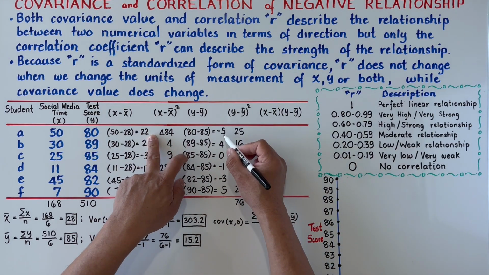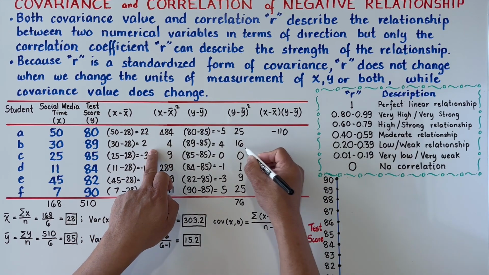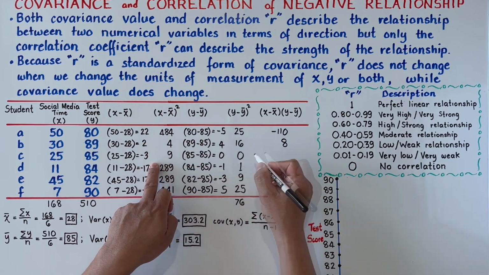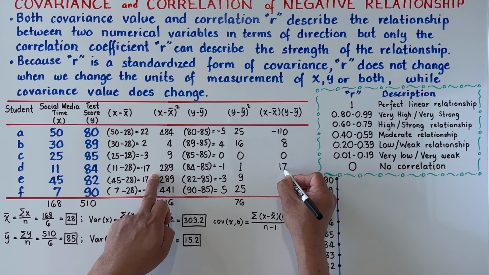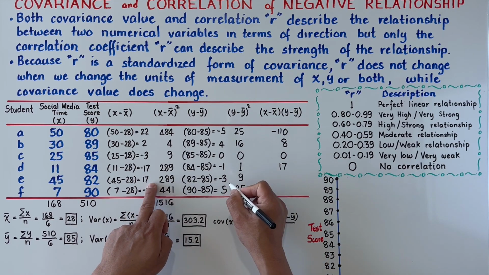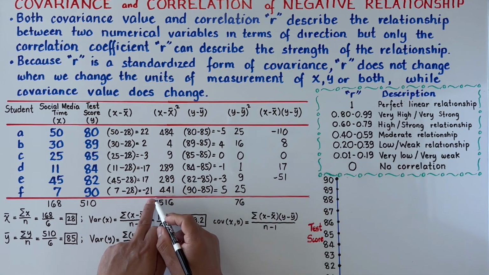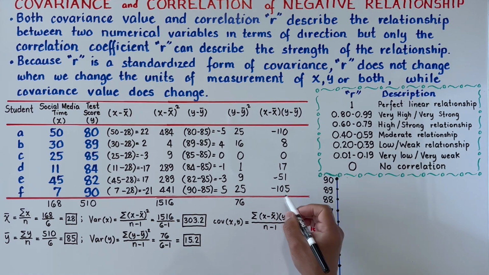So 22 times negative 5, that is negative 110. 2 times 4, which is 8. And then negative 3 times 0 is 0. Negative 17 times negative 1, positive 17. And 17 times negative 3 gives you a product of negative 51. And then negative 21 times 5, that is negative 105. And if you add all these numbers, you will get a sum of negative 241.